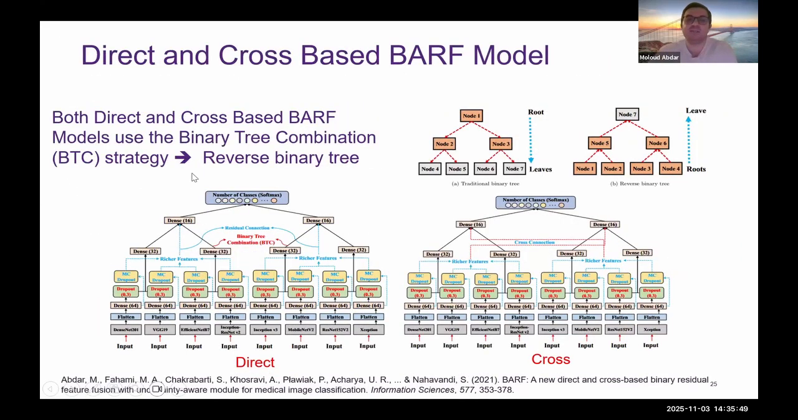Here, as I mentioned, we have both direct and cross connections. And here we used an idea: as you know, we have a traditional binary tree, which goes from top to the bottom, but we did a reverse binary tree, which is a kind of combination. Both direct and cross based BARF models use the binary tree combination strategy.